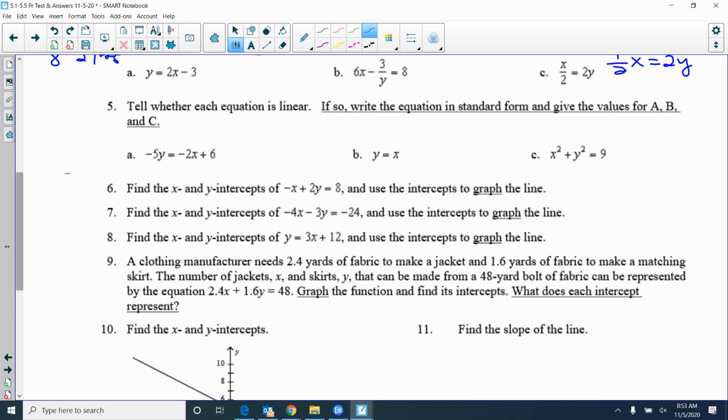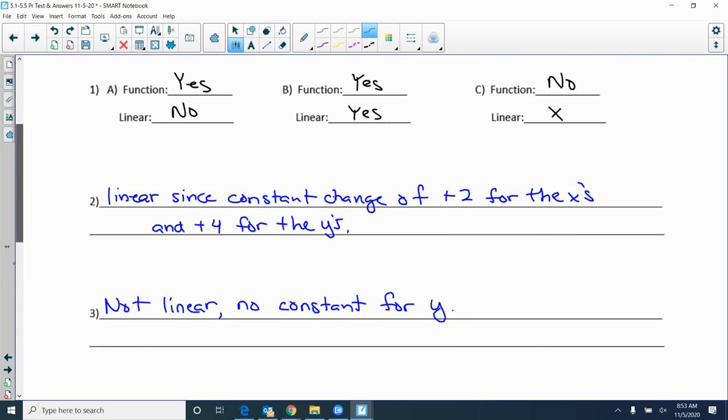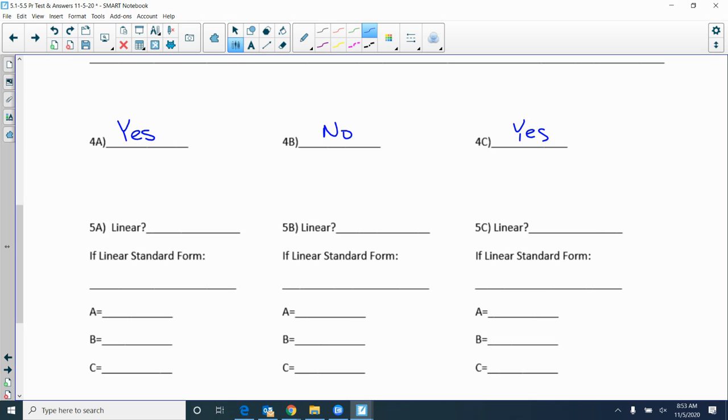Yeah. Thank you. All right, so 5y equals 2x. You've got a y, you've got an x. That's all we need for linear. So that would be for 5A. Is it linear? Yes.